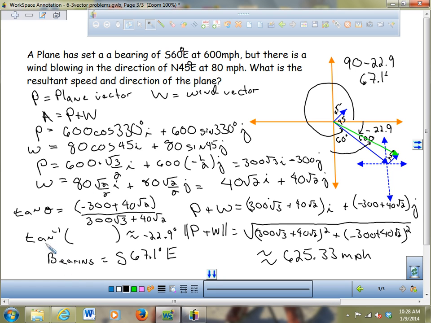Now you could do that with a lot of cosines and sines and stuff like that. Mr. Beamer said a kid did it that way. But I really want you to do it with vectors, because it's important that you're learning that method and breaking it down into its components. Okay. And that's the end.